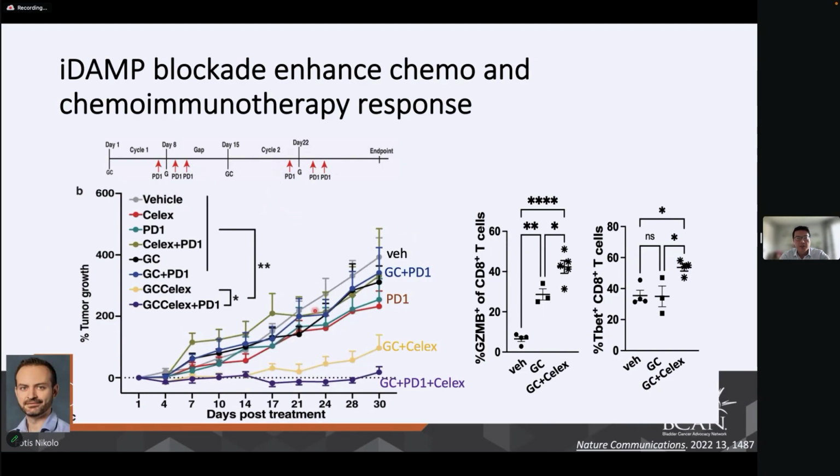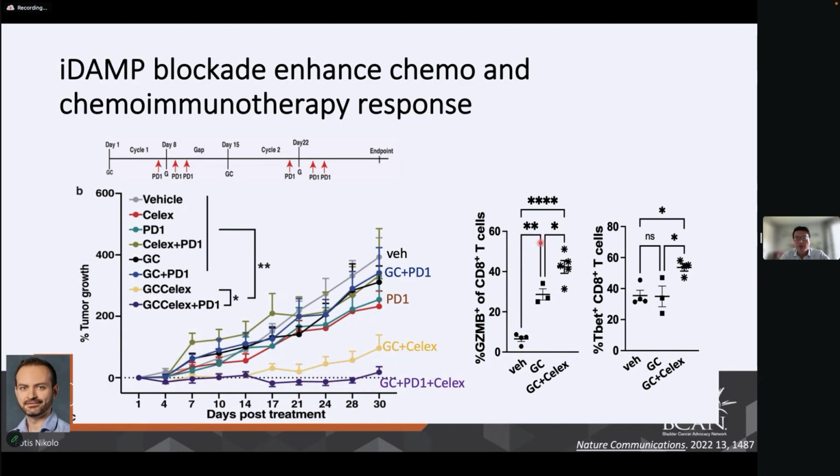So here you can see this G69 model recapitulates the clinical setting, where the vehicle, GC treatment alone, and GC plus PD-1 are stacked up here. They're highly resistant. And when we combine with IDAM blockade in the presence of PD-1, you can see that combination therapy significantly enhances tumor response.